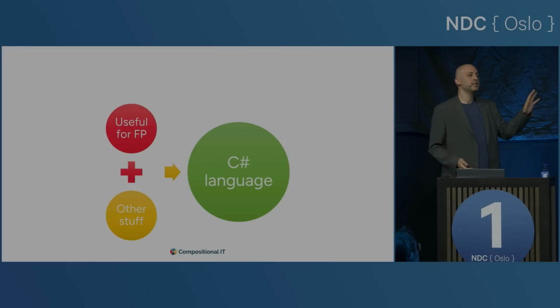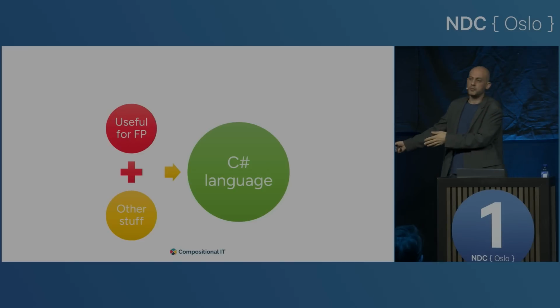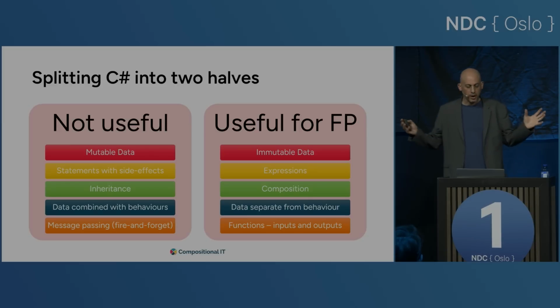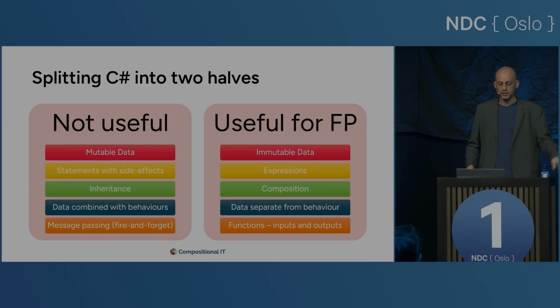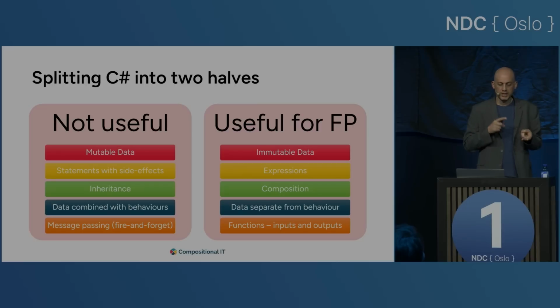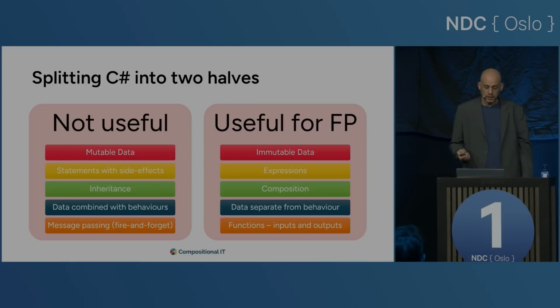And to do this, I would say, let's take the approach that some other languages like F# take, which is let's split the language in two. We're going to keep the bits of C# that are useful, and we're going to throw away the bits that are not useful for functional programming. What's not useful are things like mutable data, statements, inheritance, combining data and behavior, and fire and forget. We want to get rid of all of that, and we want to focus on these things on the right: immutability, expressions, composition, separation of data and behavior, and functions.